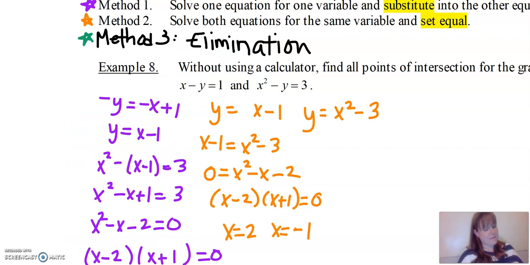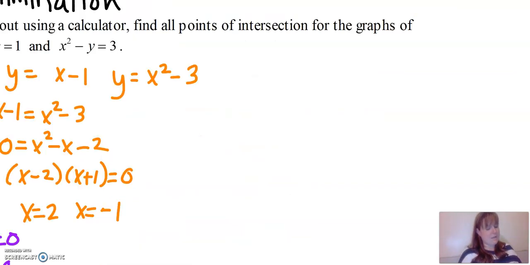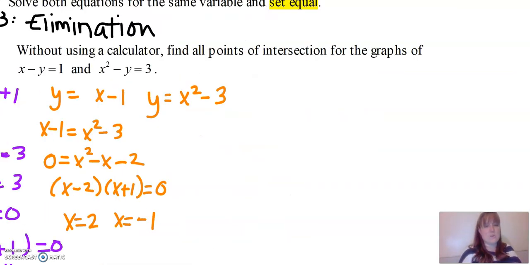Now method 3 is elimination. And everyone is like so afraid of elimination. Everybody just gets like weird about elimination. It is seriously the easiest one. And oftentimes it's the only one you can do. It is so much better. So just get a little bit used to doing elimination because it's great.